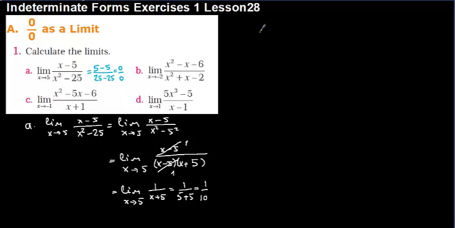I'm going to solve the D1 here, and the others are going to be homework for you, and we will solve these questions in the class. Limit x tends to 1, 5 times x cube minus 1 over x minus 1. Here also we know that 1 is equal to 1 cube, right? And instead of 1, I'm going to write 1 cube.